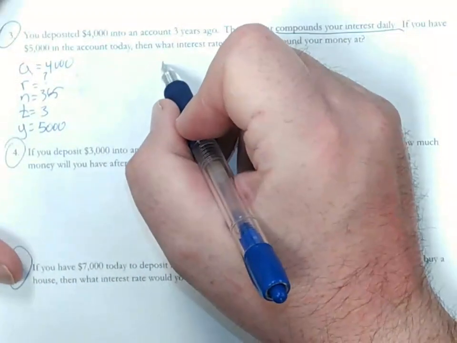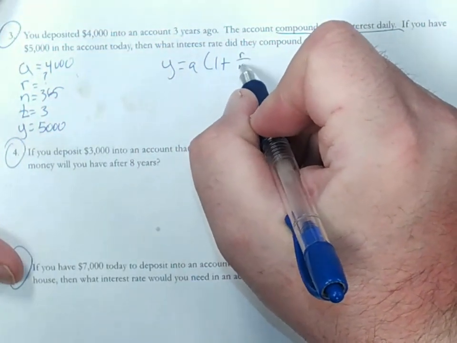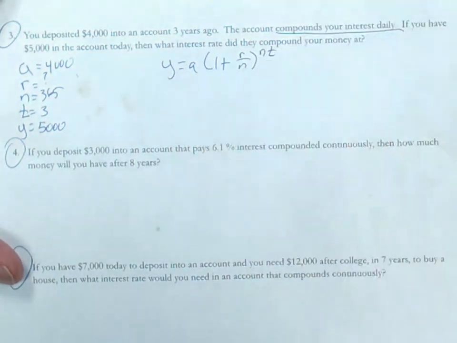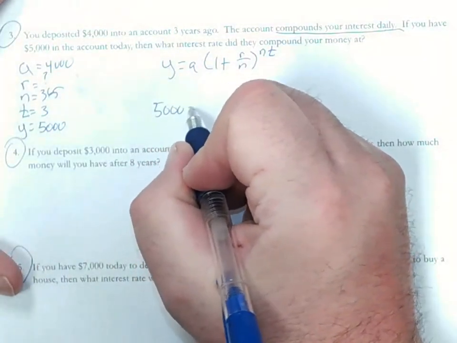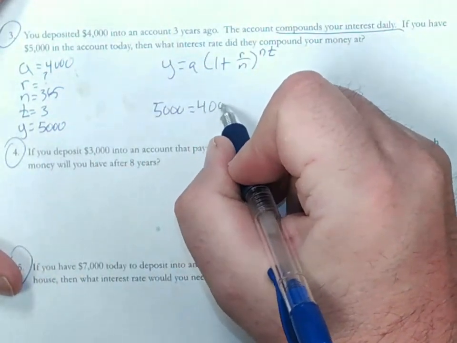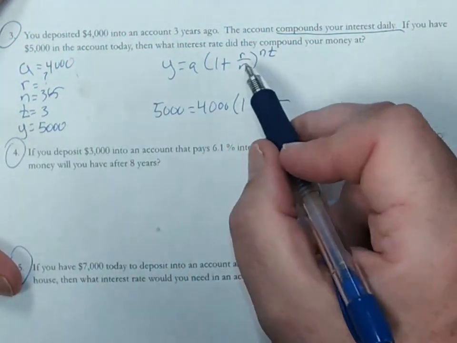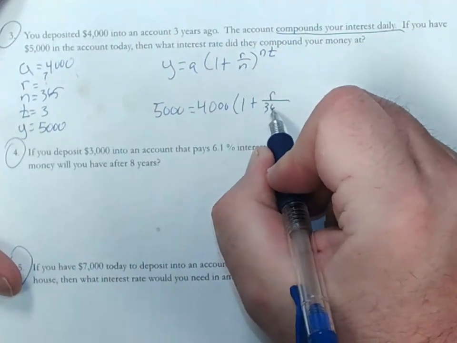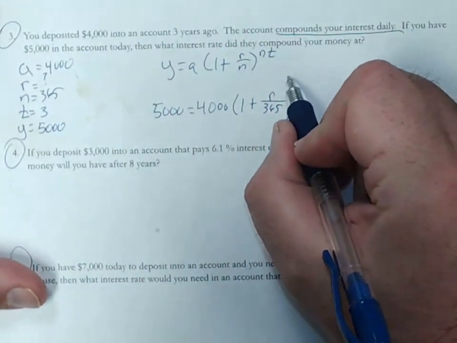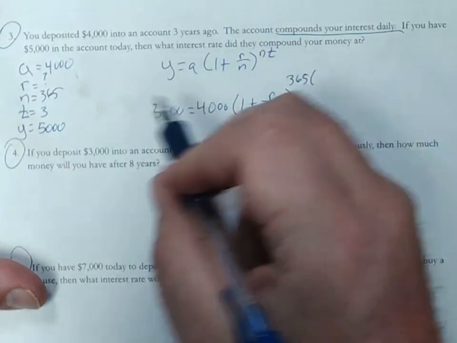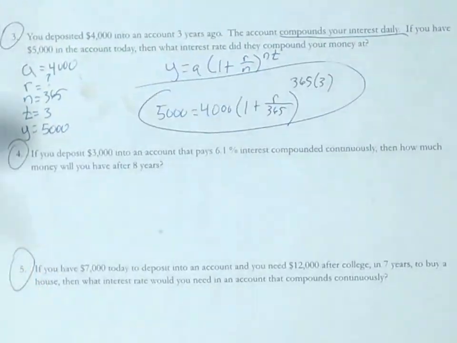So let's plug in. Our equation is Y equals A times (1 plus R over N) raised to the NT power. My Y is 5,000. My A is 4,000. 1 plus R, because we don't know the rate, but we know that N is 365. Close those parentheses, and then the exponent will be N, which is 365, times T, which is 3. And that is my equation.